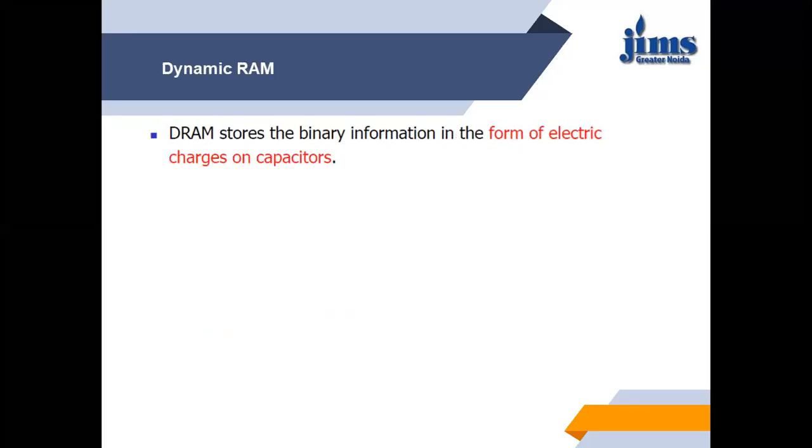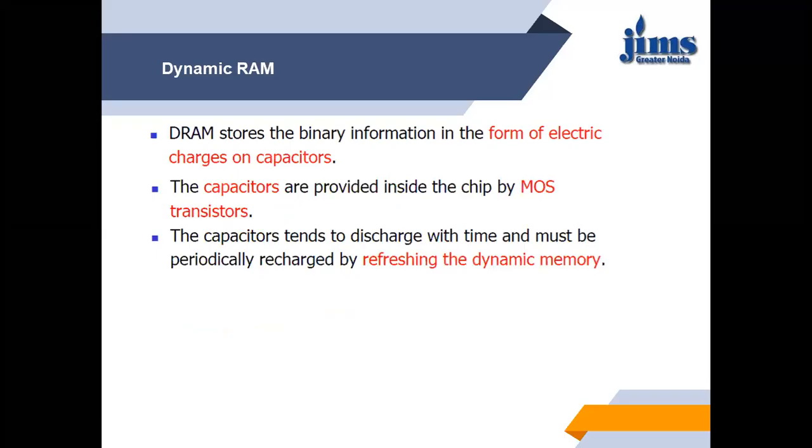Now the dynamic RAM or the DRAM stores the binary information in the form of electrical charge on a capacitor. The capacitors are provided inside the chip by the metal oxide semiconductor transistors. The capacitors tend to discharge with time and must be periodically recharged by refreshing the dynamic RAM. So we say that in the dynamic RAM, refreshing is required, and the reason behind the refreshing is that the information is stored in the capacitor. So there is a leakage in the capacitor. That's why we need to refresh the dynamic RAM.